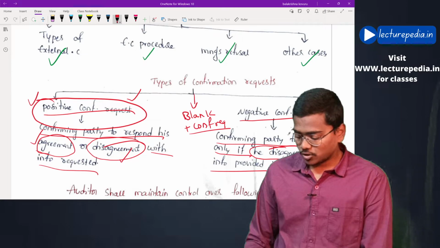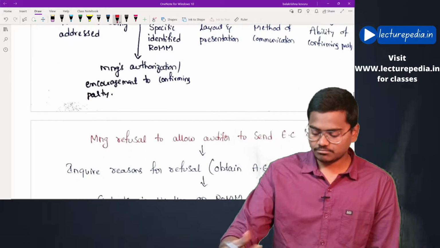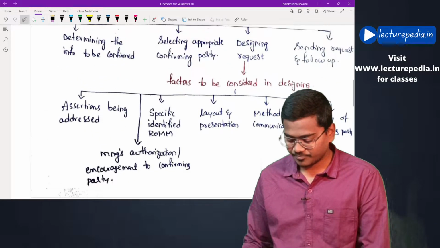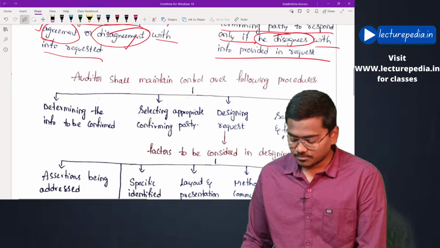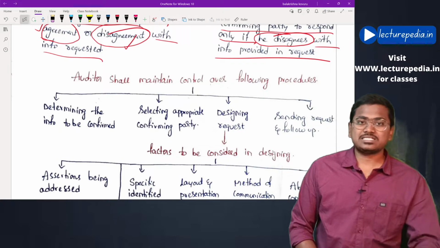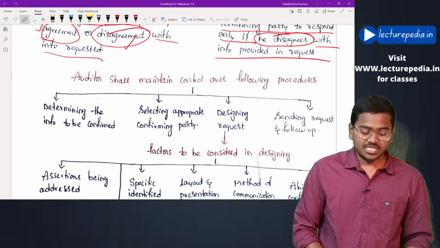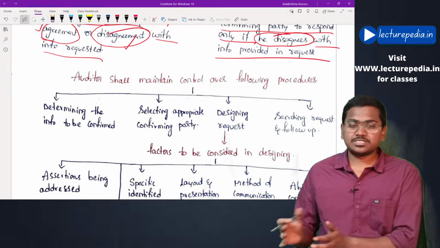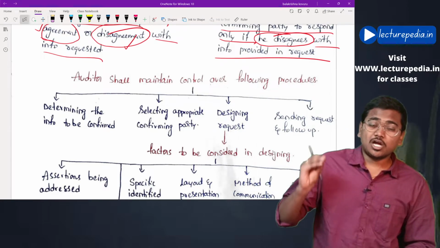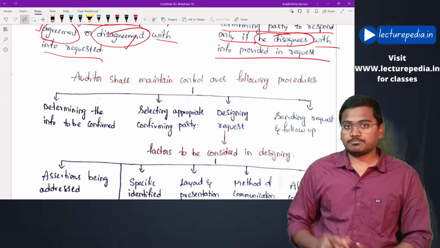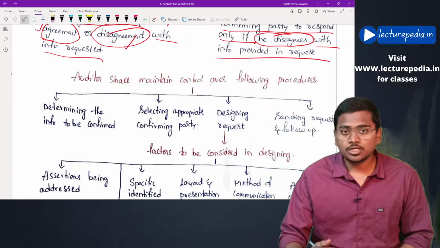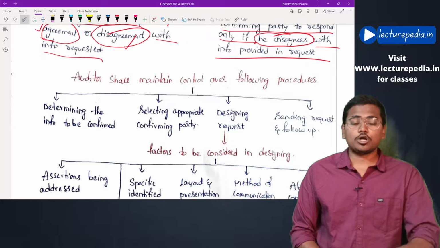Next, going to the audit procedure of external confirmation. Basically, while requesting external confirmation, there are certain steps that are involved. Now the auditor needs to have control over all these steps which are involved in obtaining external confirmation. What are those steps?